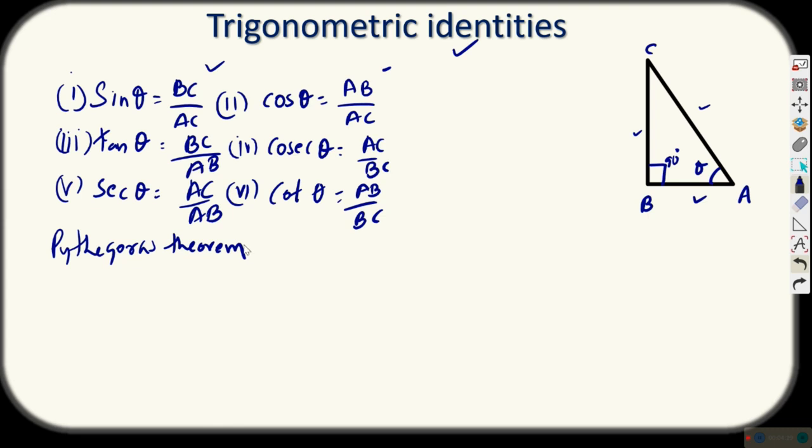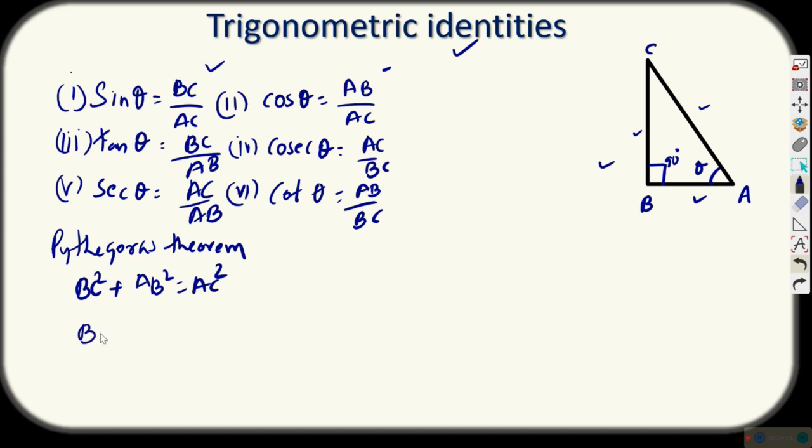According to Pythagoras theorem, if you apply it in this particular triangle, what we will write: hypotenuse square is equal to the sum of the squares of the other two perpendicular sides. So here we have BC square plus AB square is equal to AC square. We applied Pythagoras theorem in the given triangle. Now if I divide the whole equation by AC square, what will happen?